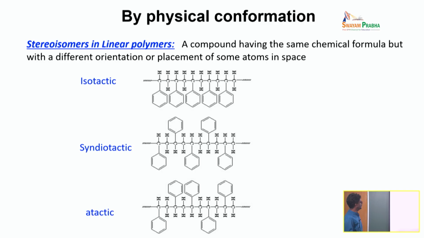So I was saying that we got this linear polymer, and the linear polymer can have different stereoisomers, and they affect its crystallinity, packing, density, mechanical properties, biodegradability, and so on. And we say that stereoisomers are compounds having the same chemical formula, but with a different orientation, placement, or topology of the side groups. That's the context, right?